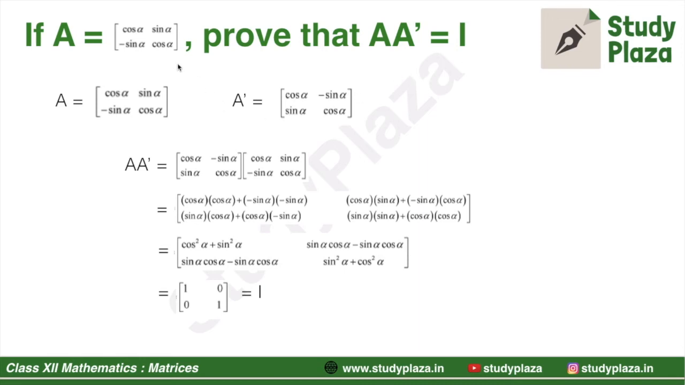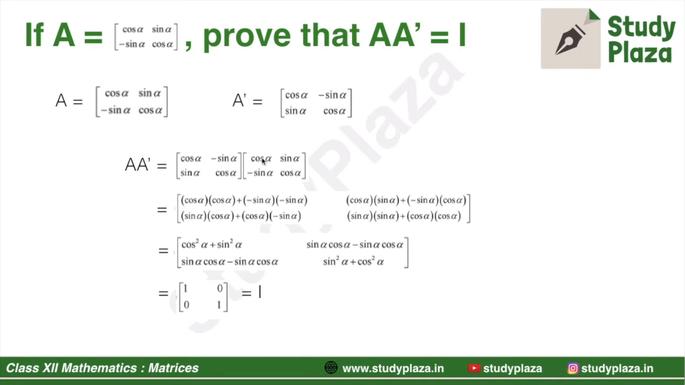Let us first find out the transpose of A, and transpose of A will be changing the first row to first column. The first row will be cos alpha, sin alpha in A, and it will be cos alpha, sin alpha in A dash as a column. Similarly, the second row will change to second column. Now we will multiply A and A dash this way.